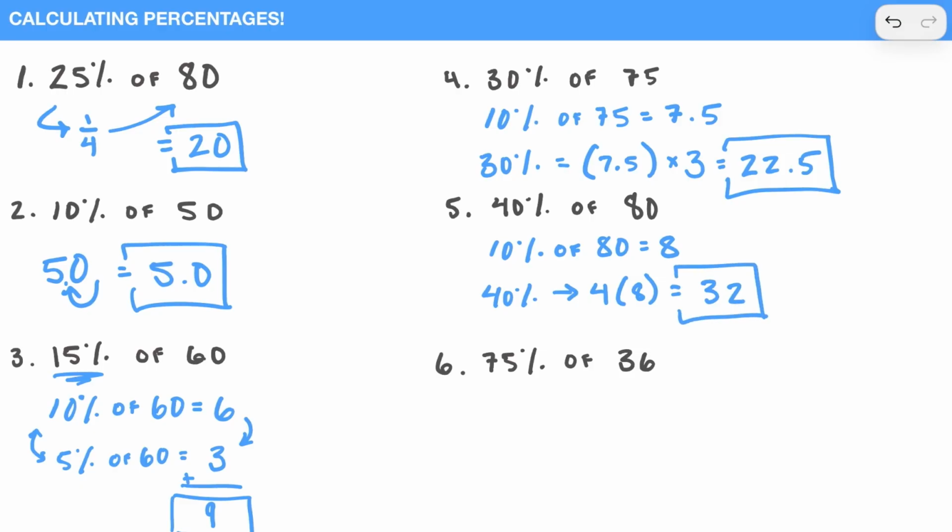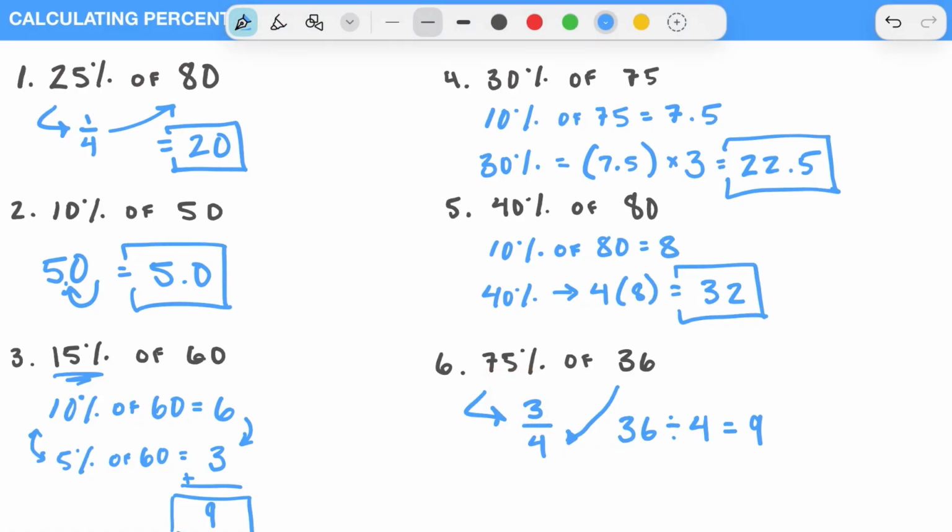Number 6, we got 75% of 36. This, to me, is like number 1. 75% is a nice round fraction. 75% is 3 over 4. What's 36 divided by 4? 36 divided by 4 is equal to 9. But because I want 75% or 3/4 of it, I'm going to do 3 times 9 to get me 27.